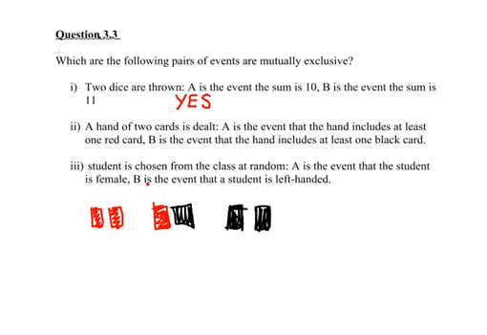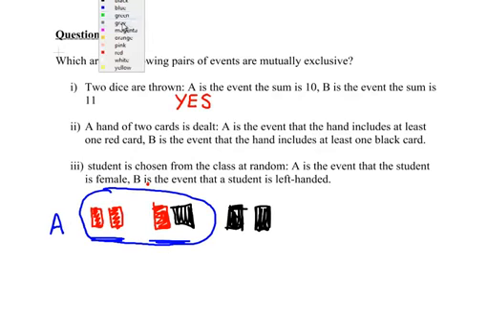So what does the event A correspond to? At least one red card. Well, that has 1, and that has 1. So this is event A. Let's just put that in there.